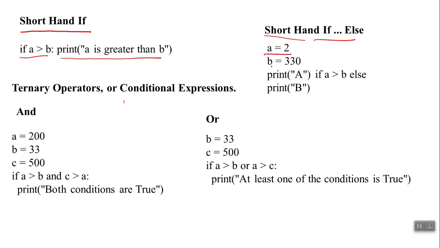Similarly you can have short if else. How? A is equal to 2, b is equal to 330. Listen carefully. Print a if a is greater than b, else print b. So the part before will be taken for if, and the later part will be taken for else. Can you understand this short if else? Any doubt in this?